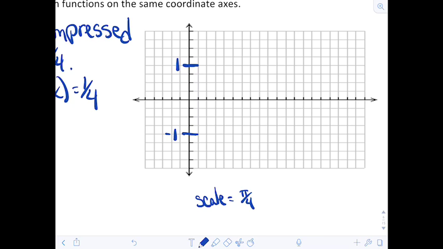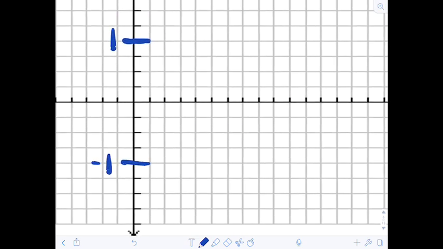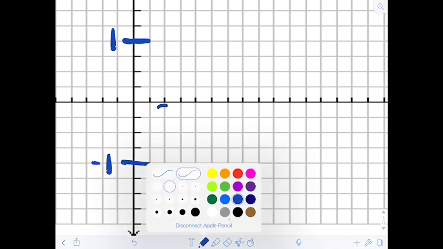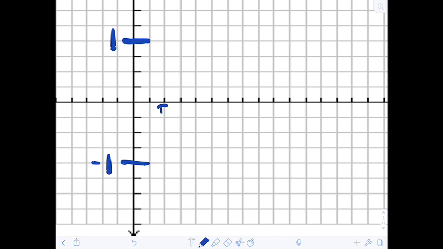So my scale is 1/4, which means that every tick mark horizontally represents 45 degrees, or pi over 4. But I actually am going to label every other one. Actually, I'm going to make this a little bit smaller maybe. So pi over 4, and then 2 pi over 4 is pi over 2. 3 pi over 4, 4 pi over 4, 5 pi over 4, 6 pi over 4, which is 3 pi over 2, 7 pi over 4, 8 pi over 4, which is 2 pi.